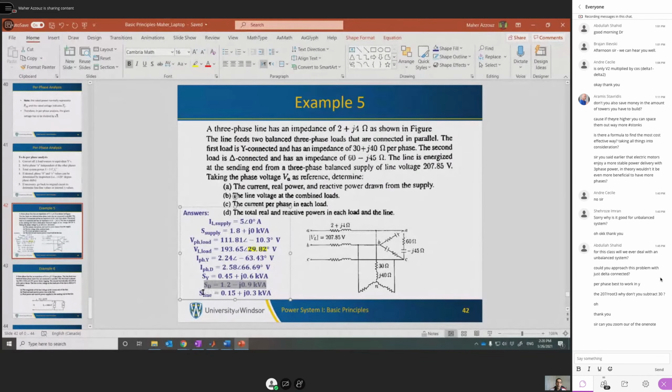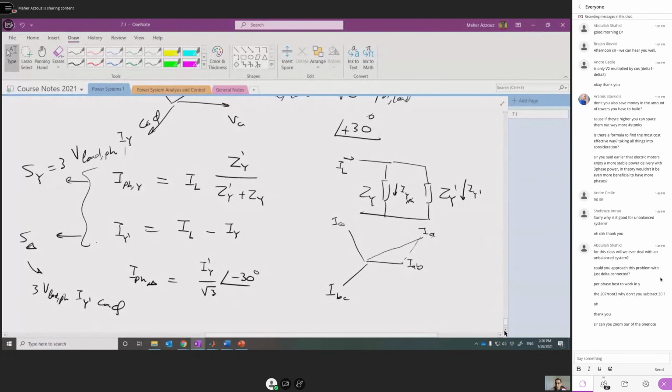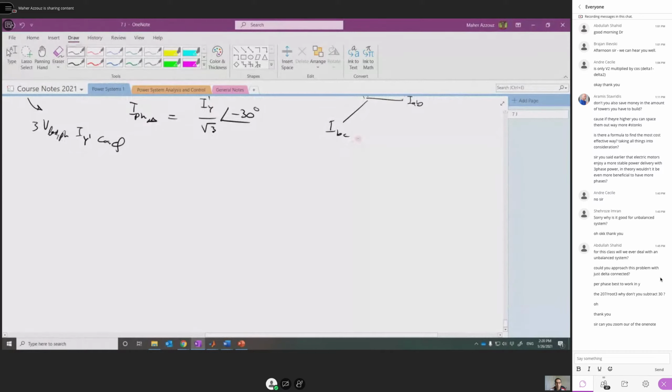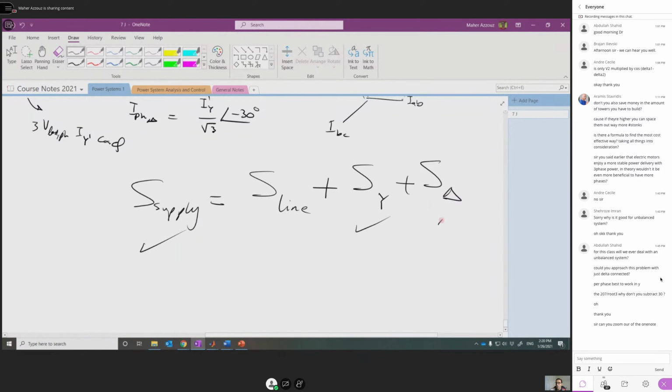Okay, for the line power, or the complex power consumed by the line, this is the last thing to calculate. So if you have the total power S supply, this S supply is equal to S line, the complex power consumed by the line, plus the complex power consumed by the star connected load, plus the complex power consumed by the delta connected load. So if you got this power and the other two powers for the loads, then you can get the line complex power.